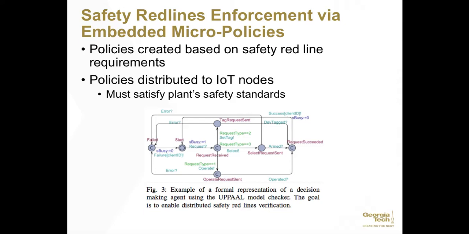The second part of the proposed solution is to create micro-access control policies. These policies are created after the safety redline requirements of the physical plant are determined. These micro-policies are enforced by the distributed IoT nodes, and they must satisfy the physical plant's global safety requirements, like formal model checking of network access control policies. UpAll is one such tool, and a diagram of an UpAll decision-making agent is shown at the bottom of the slide.